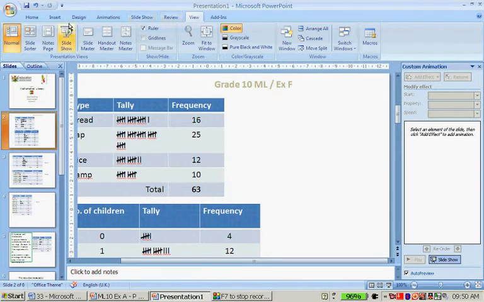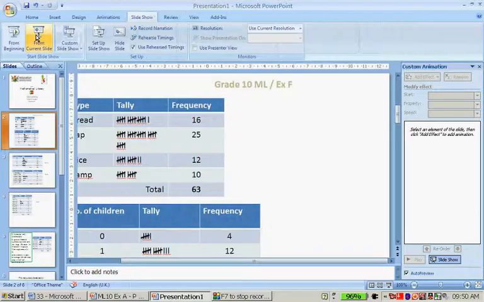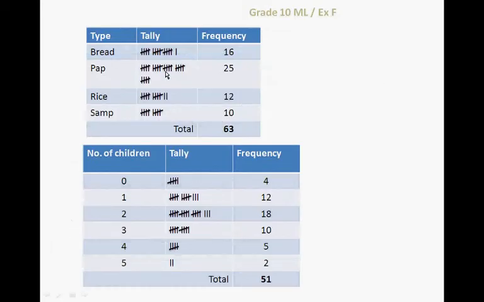Right, so this is the bread and samp one, number 1. Bread will have 16 occurrences. Pop has 25. Rice has 12. And samp has 10. And there were 63 pieces of data.